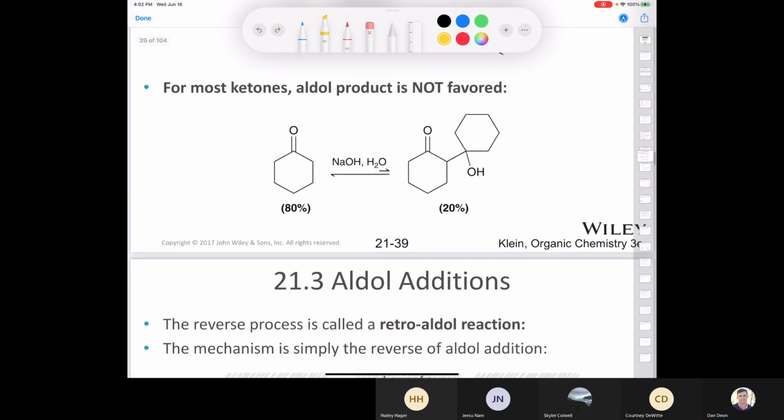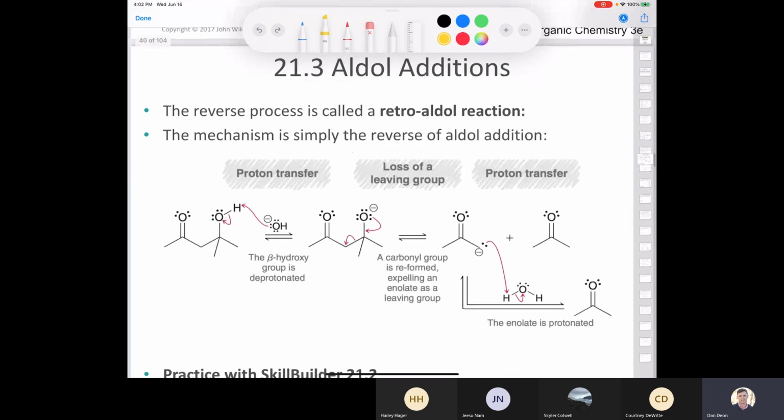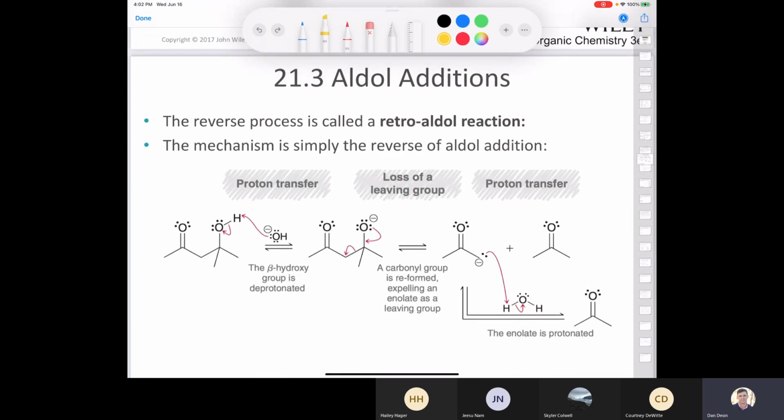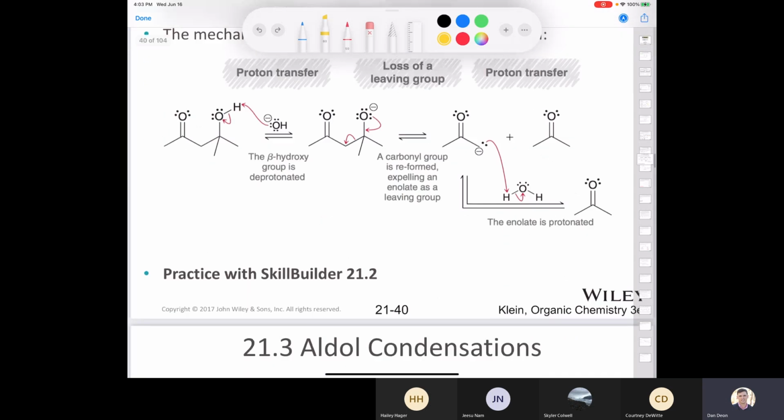Well, it says here, and I'm just reading off the slide, the reverse process is called the retroaldol reaction, because remember, we're in equilibrium here. So what would the mechanism be for the backwards reaction or the reverse reaction? It's literally just the reverse of the aldol addition. First, we have a proton transfer, then we lose the enolate as a leaving group, and then the enolate can pick up a proton, and you end up with your carbonyl compound in this case, okay? So there we go. We have the product of the retroaldol reaction.